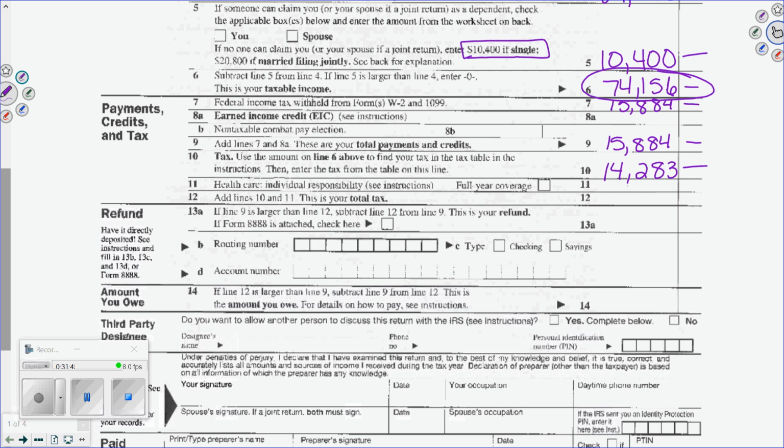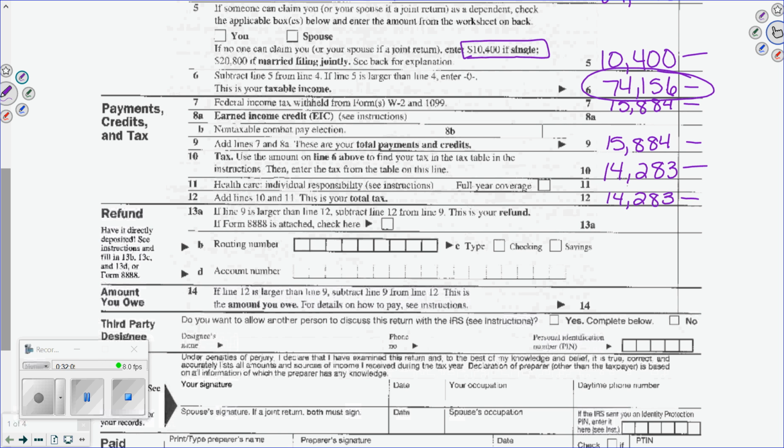Line 11, healthcare, individual responsibility. I'll tell you right now, I'm not gonna give you anything to ever put inside that line, okay? Add lines 10 and 11. This is your total tax. $14,283. Since we're not going to have a lot of like the little weird things in between there, a lot of times you're rewriting the same number over and over. Okay, so just be aware of that.